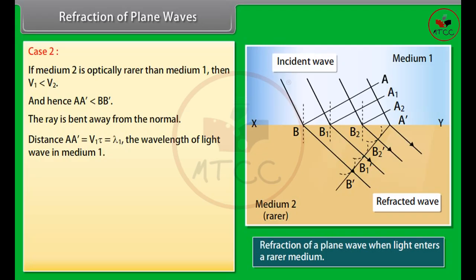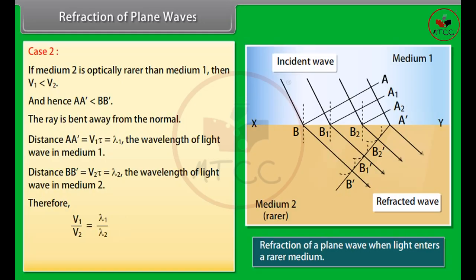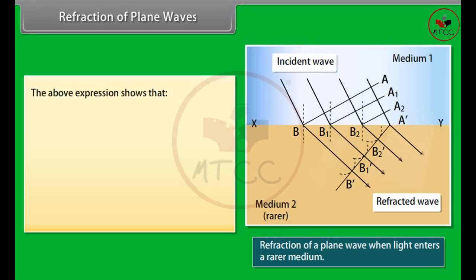Distance AA' is equal to v1 t is equal to lambda 1, the wavelength of light wave in medium 1. Distance BB' is equal to v2 t is equal to lambda 2, the wavelength of light wave in medium 2. Therefore, v1 by v2 is equal to lambda 1 by lambda 2, or it can be written as v1 by lambda 1 is equal to v2 by lambda 2 is equal to nu. The above expression shows that the frequency of the light wave remains unchanged during refraction.